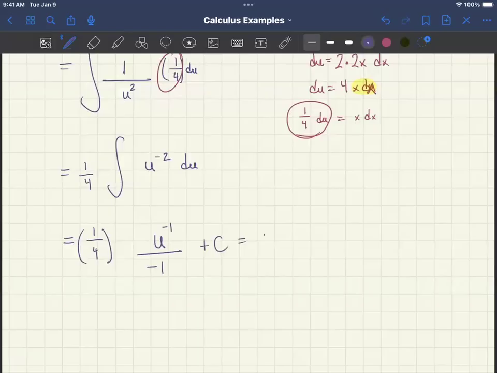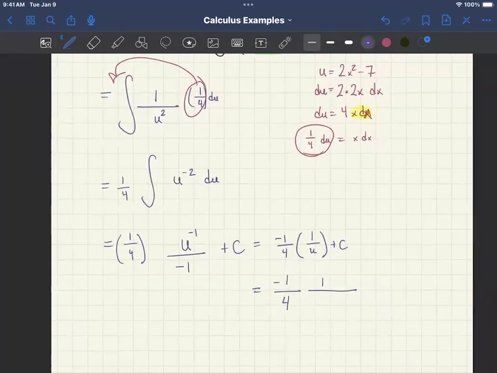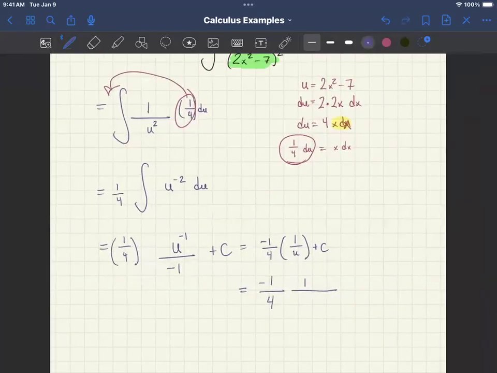That negative sign, I'm going to throw it out front, 1 over 4. And I'm going to rewrite this u to the -1 as 1 over u plus c. And let's rewrite it again. One of the things to keep in mind is if you started with x's, you want to end with x's. So we're going to go back up here and notice our original setup said that u is 2x squared minus 7. So we're going to just chuck that in there. We're still going to have the plus c.